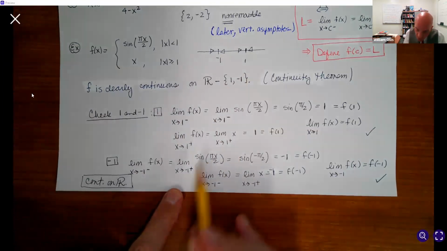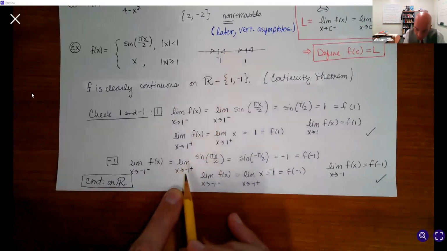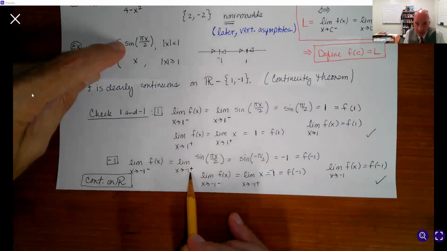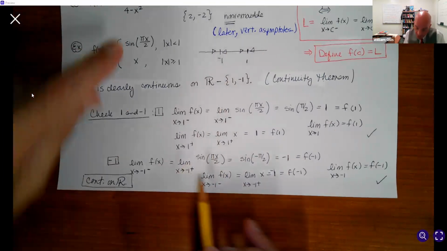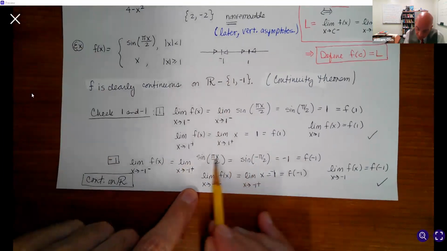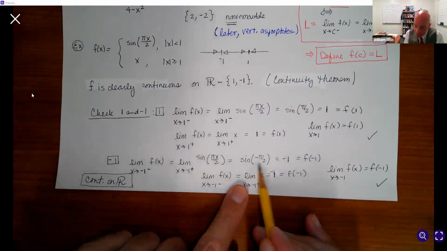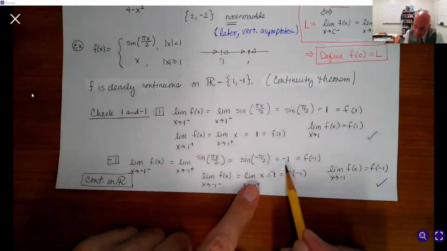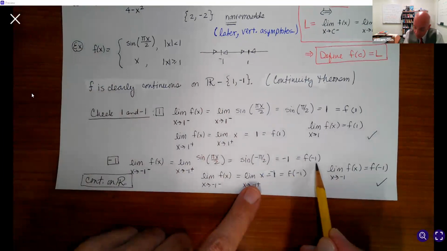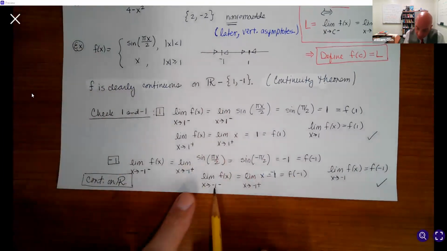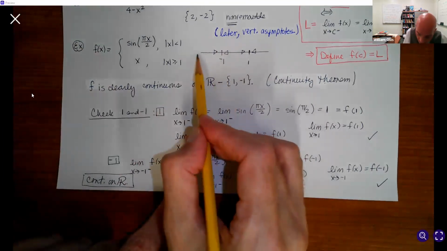So now if we approach -1 from the right, then the function is defined to be sine of pi x over 2. So we just do direct substitution. We replace x with -1, so we have sine of -pi over 2. Sine being an odd function, you can just factor out the negative. We get -1, but that's just f of -1. Good.